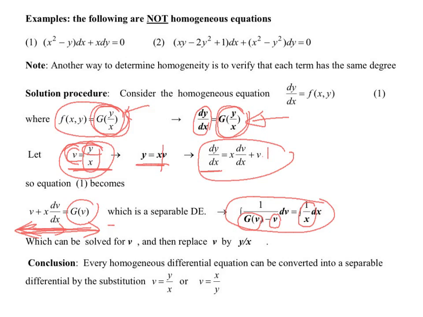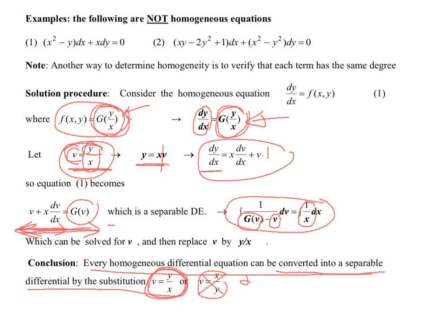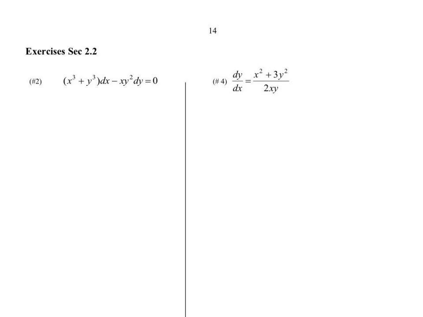So that was the solution procedure. Conclusion: every homogeneous differential equation can be converted or transformed into a separable differential equation by substituting v equals y over x or v equals x over y. This is actually used if we have dx over dy in the question. Most of the questions in the book are dy/dx, so we take v equals y over x. Now we are going to solve a couple of exercises.